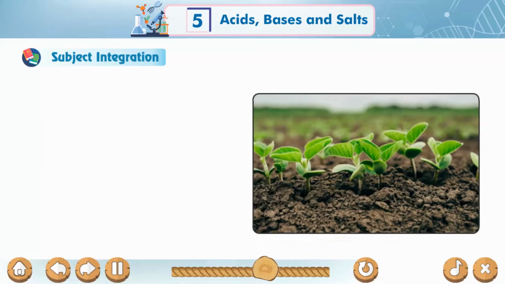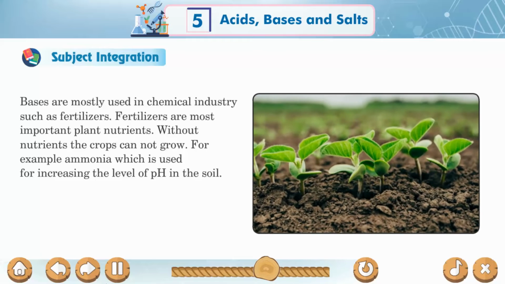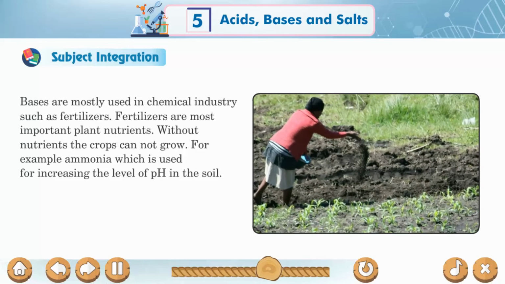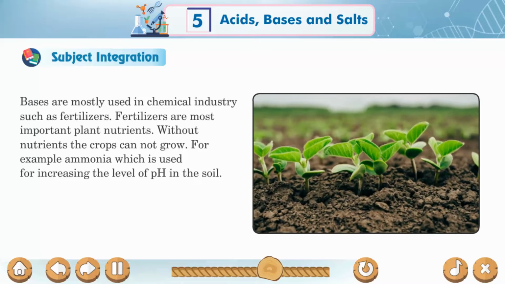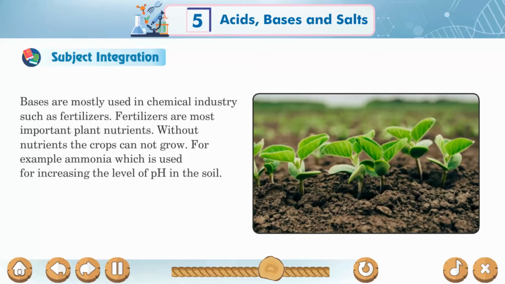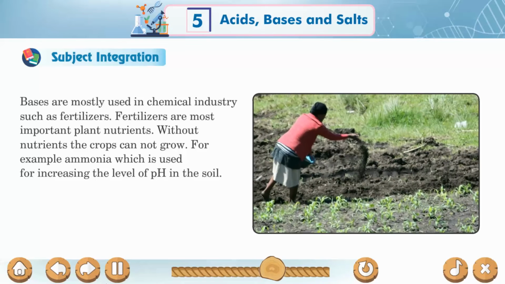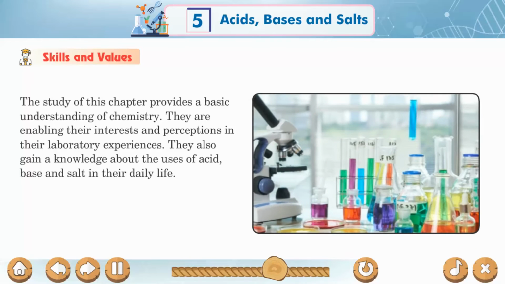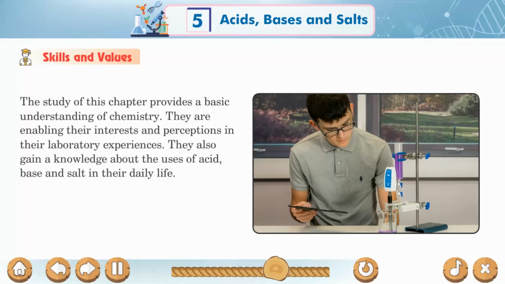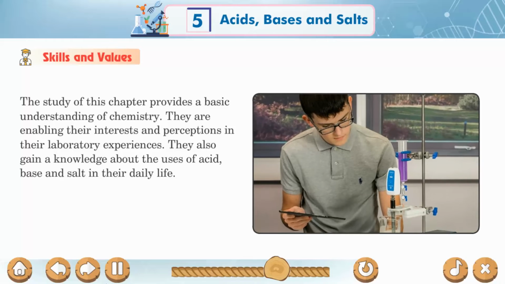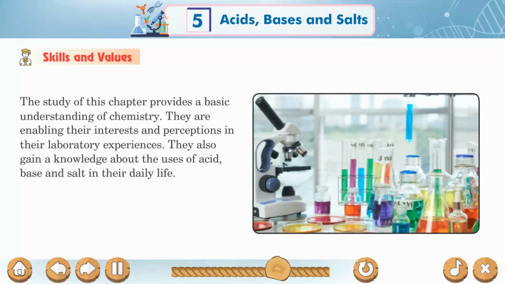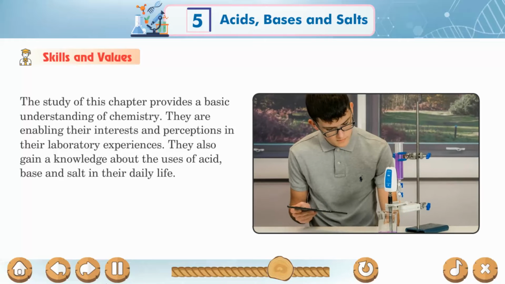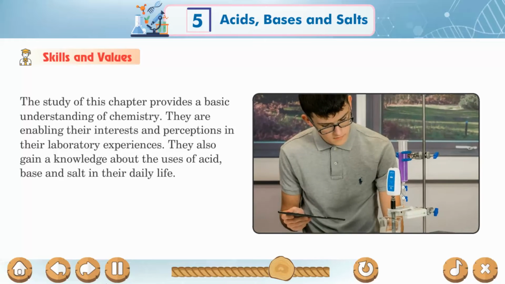Subject integration. Bases are mostly used in chemical industry, such as fertilizers. Fertilizers are most important plant nutrients. Without nutrients, the crops cannot grow. For example, ammonia, which is used for increasing the level of pH in the soil. Skills and values. The study of this chapter provides a basic understanding of chemistry. They are enabling their interests and perceptions in their laboratory experiences. They also gain knowledge about the uses of acid, base, and salt in their daily life.